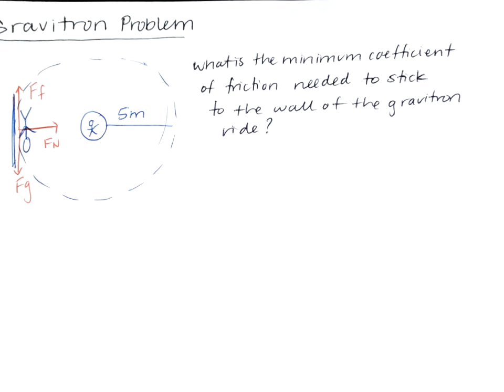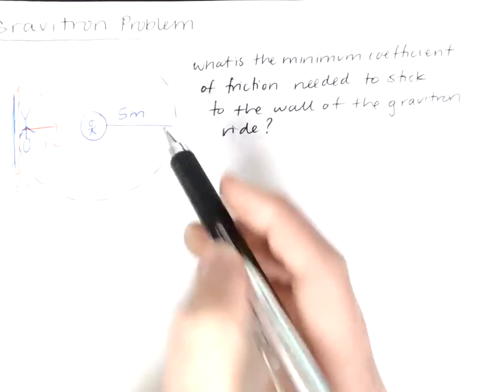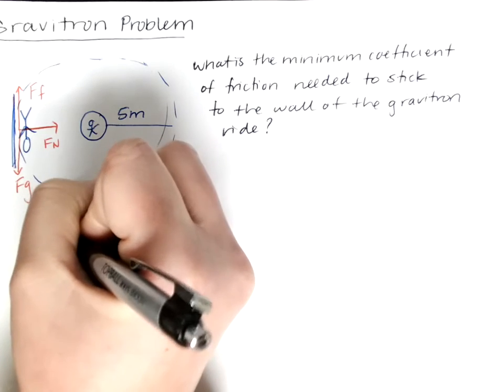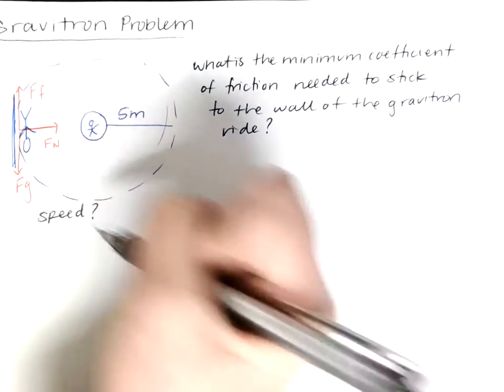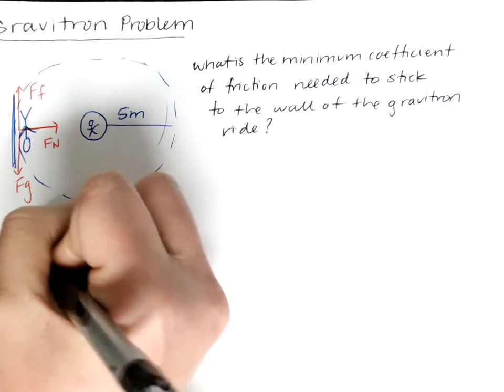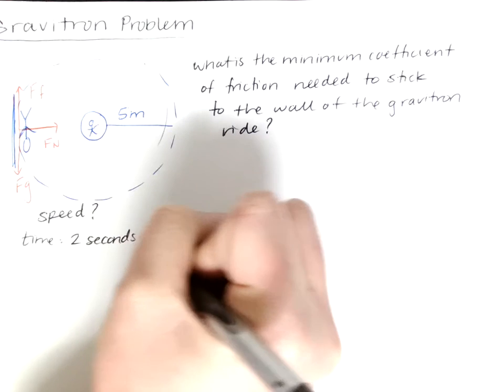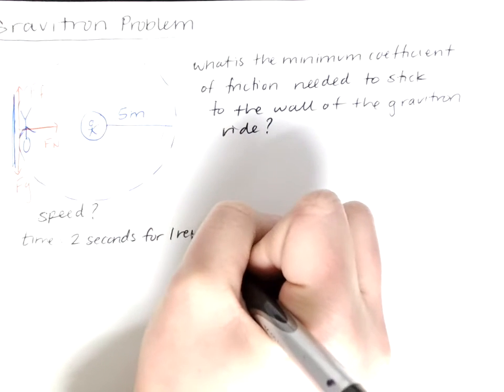So we're going to need to know how long it takes for this gravitron to rotate one time, because it's important that we know the speed. We want to know the speed. So in order to know the speed, we want to know the time it takes for one revolution. Let's say the time it takes is 2 seconds for one revolution.